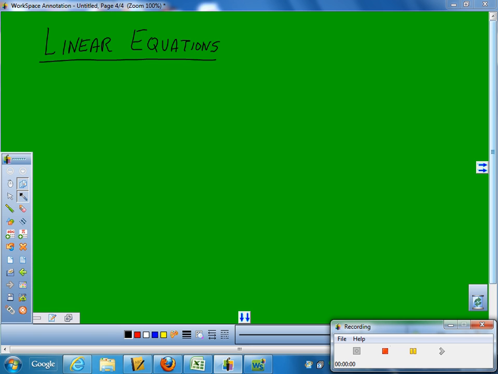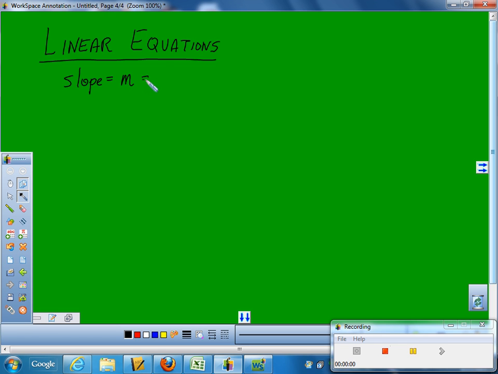There are several things you need to know. If we're talking about equations of lines, what's the number one thing you worry about on a line? Slope. Okay? What's the letter that's the symbol for slope? M is slope.